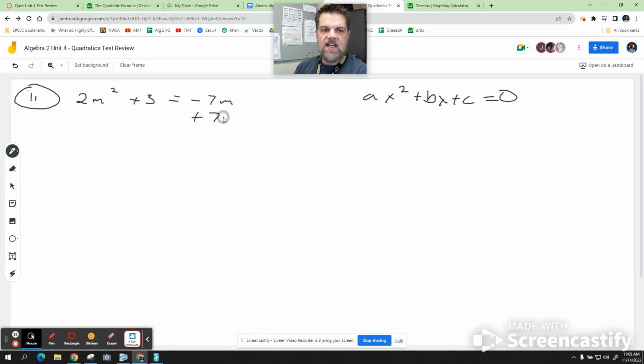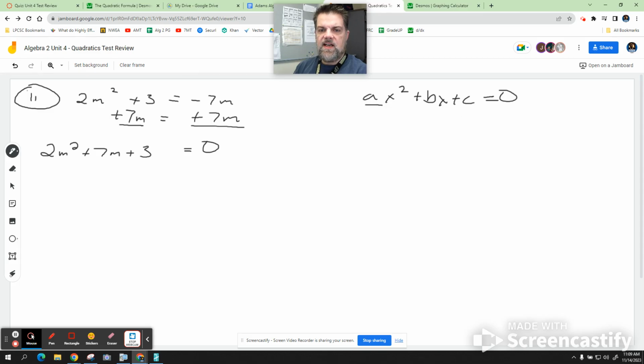So I'm going to add 7m to both sides. Now 7m is not a like term. In other words, I can't add 7m to 3. I can't add it to 2m squared. So I just write it down as 7m. So 2m squared plus 7m plus 3 equals 0.